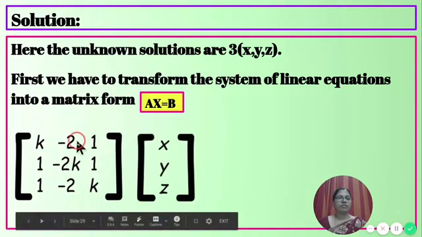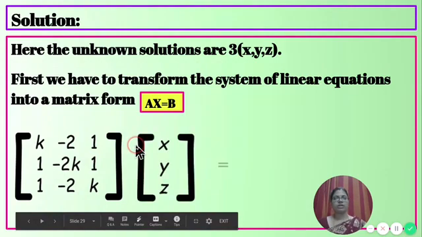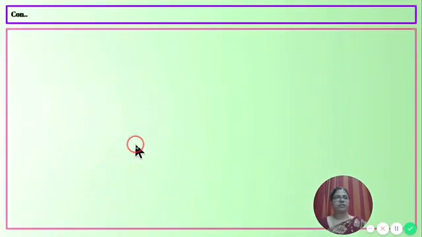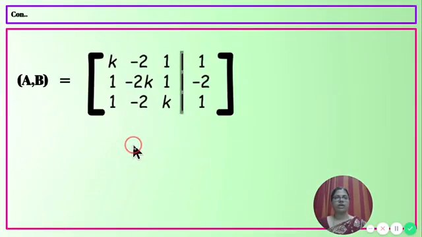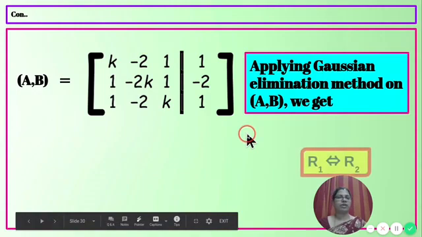So this is a coefficient matrix. This is a matrix formed using the unknowns. This is a matrix formed using the constants. Now we have formed the augmented matrix. I have written the matrix A on my left hand side and matrix B on my right hand side. Now we have to apply the Gaussian elimination method.